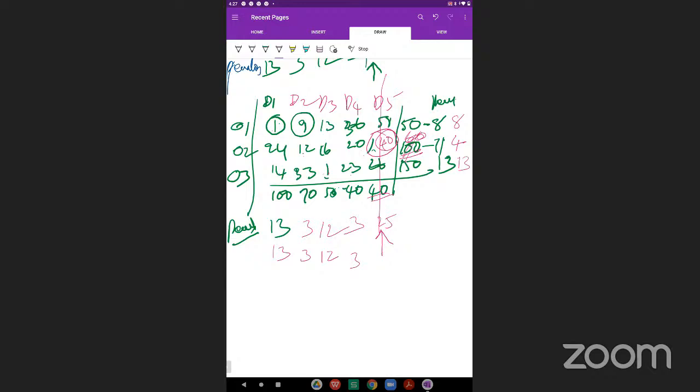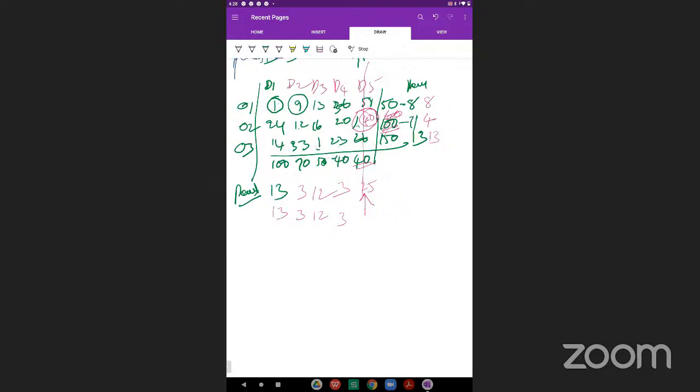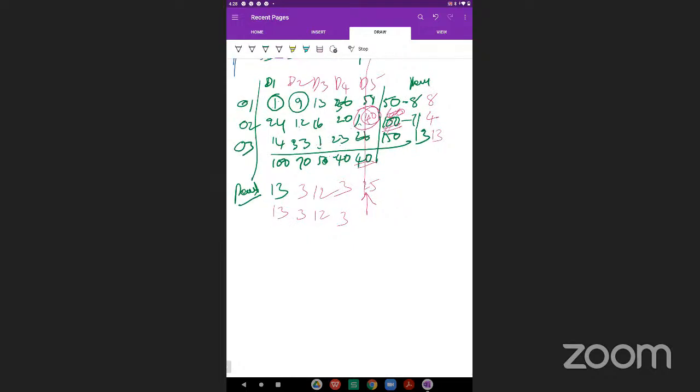What is the highest penalty? 13. Either you can go by the row or column. So first I am going for the column. Your choice. If you go for the column, what is the lowest element? Lowest cost. 40. In that row, in that column. Lowest cost 1. D1 select 1.